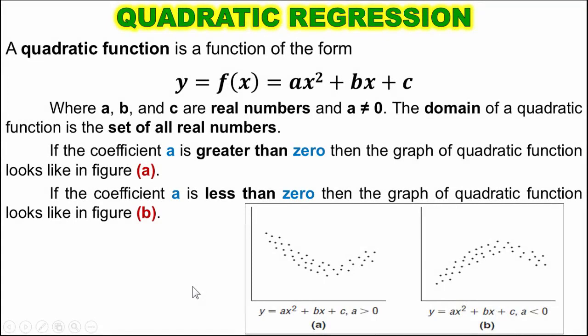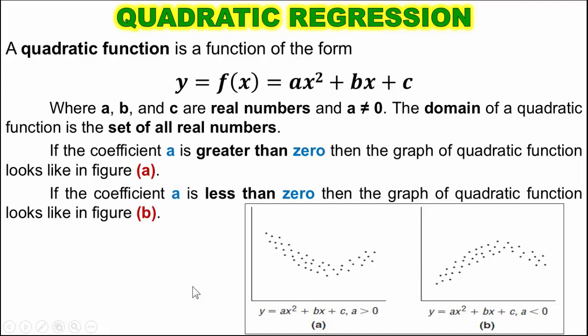This is my lecture on our laboratory subject of IT 128, Quantitative Methods. Today, let us study quadratic regression. A quadratic function is a function of the form y = f(x) = ax² + bx + c, where a, b, and c are real numbers and a is not equal to 0. The domain of a quadratic function is the set of all real numbers.